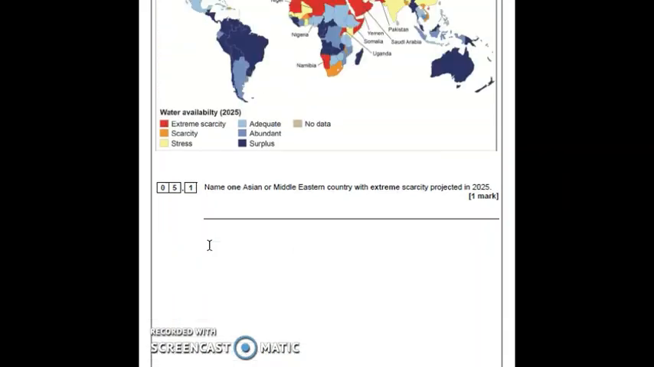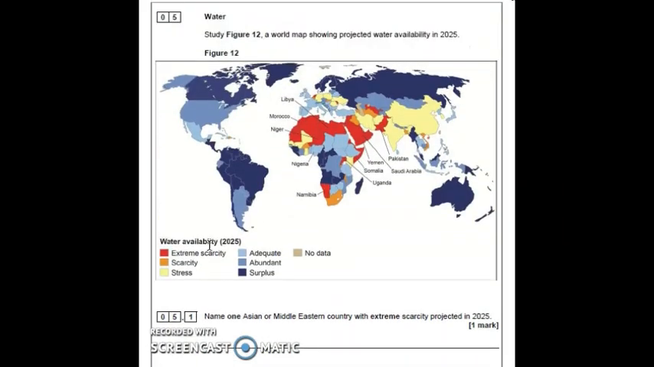Next question, 5.2, sort of split into two parts. How many South American countries have an abundant water supply projected in 2025? So we've got to first of all find how many there are. We'll go to South America. We're looking for this colour here for abundant. We've got one country, two countries, three countries. So the answer is A.